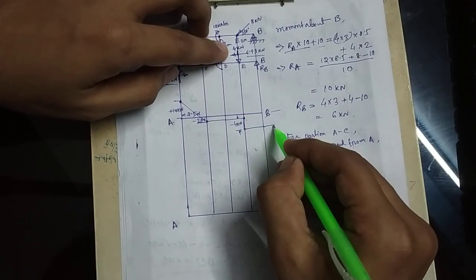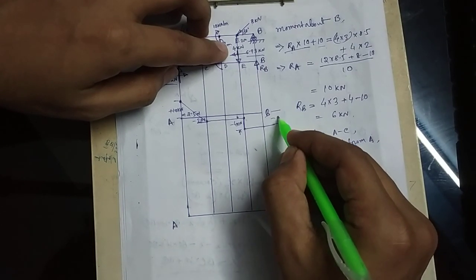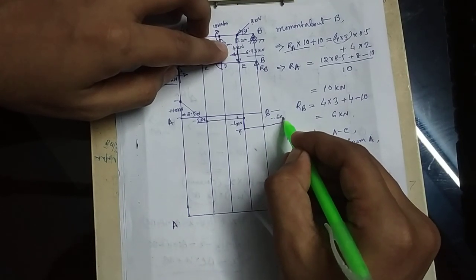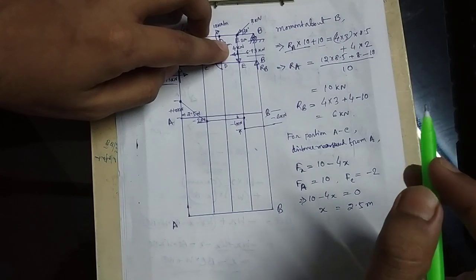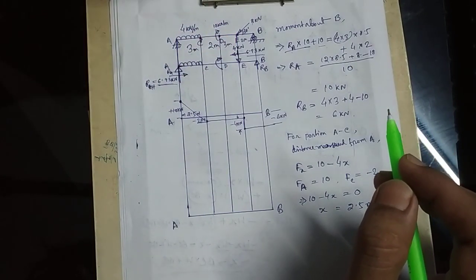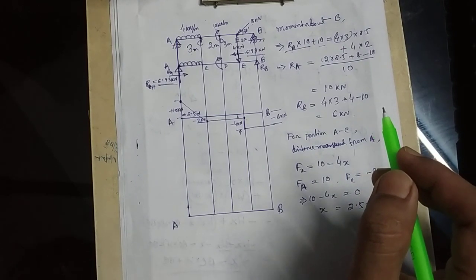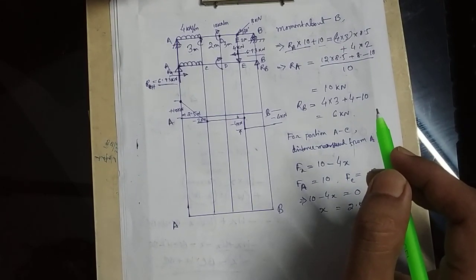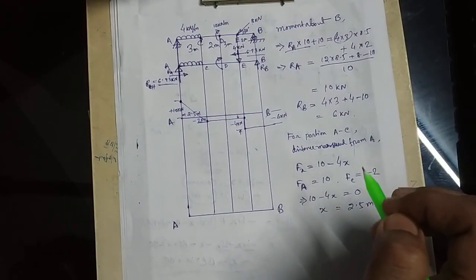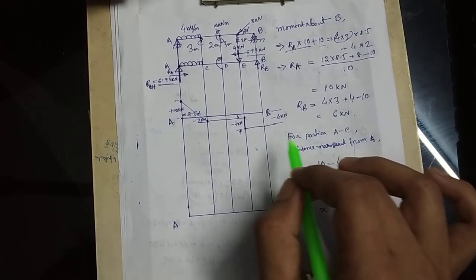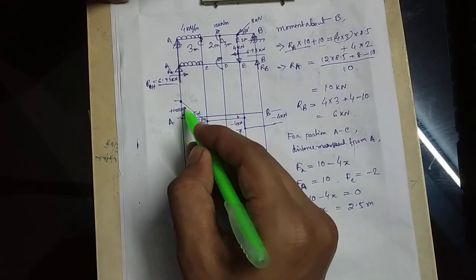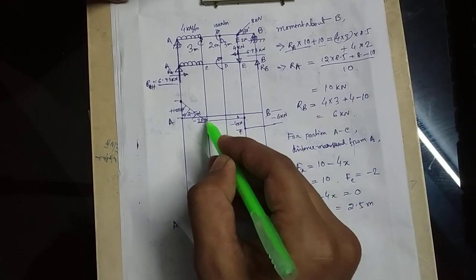So this much is actually -6 kilonewton. Okay, now all the relations will be linear here. I hope you understand. So this will be the shear force diagram.